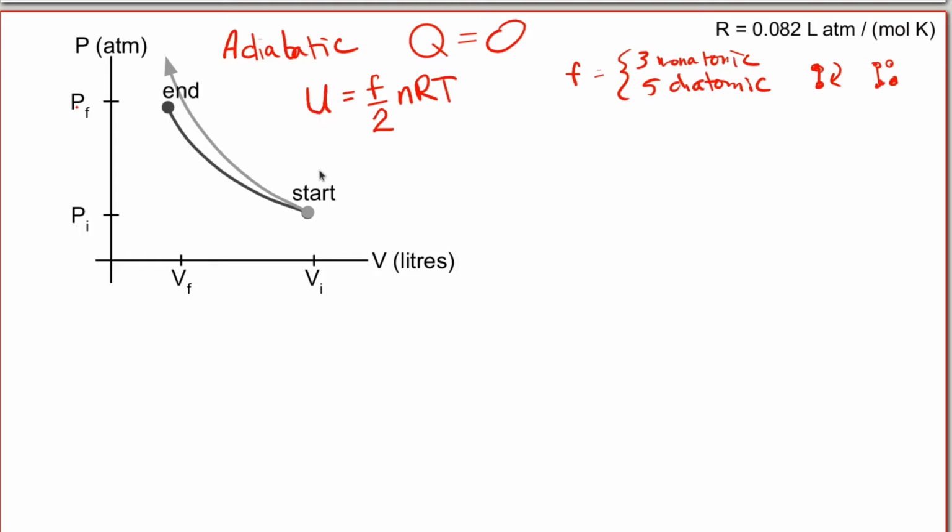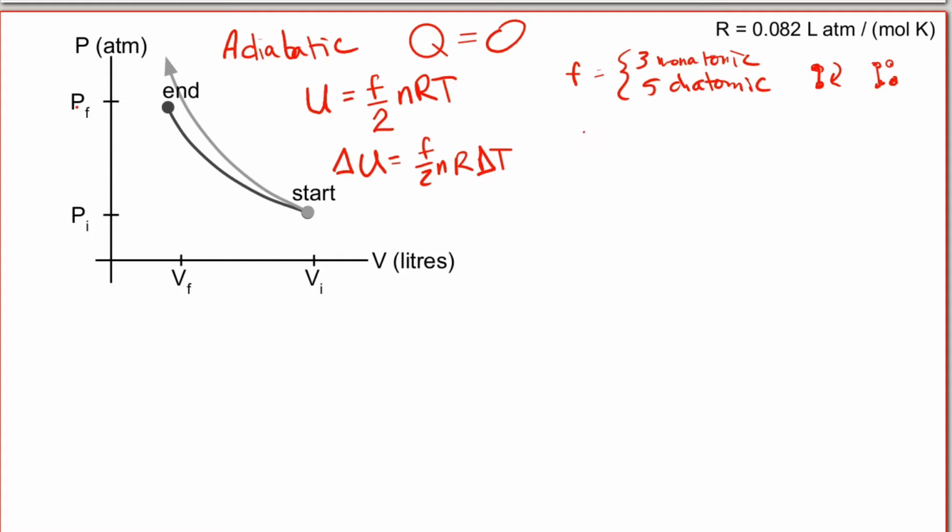Now, if the energy is proportional to the temperature in this way, since temperature is a measure of energy per mole or energy per molecule, we know that the change in energy will be F halves nR, the change in temperature. In all these cases, we're considering a fixed number of moles, fixed number of molecules in a sealed cylinder, as we might have in, say, a steam engine.